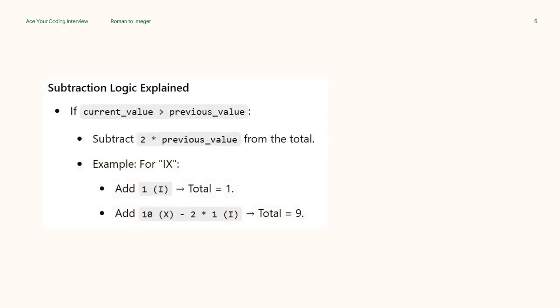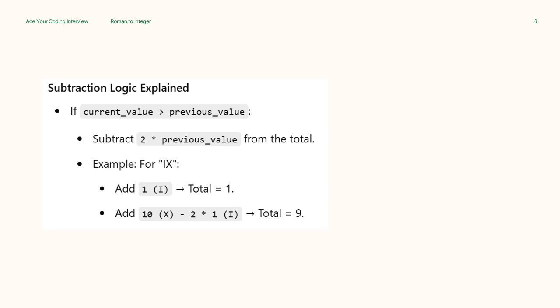The subtraction logic in Roman numeral conversion is applied when the current symbol represents a value greater than the previous symbol. In such cases, the algorithm subtracts twice the value of the previous symbol from the total. This adjustment accounts for the subtraction rule, where the smaller symbol preceding a larger one indicates a reduction.